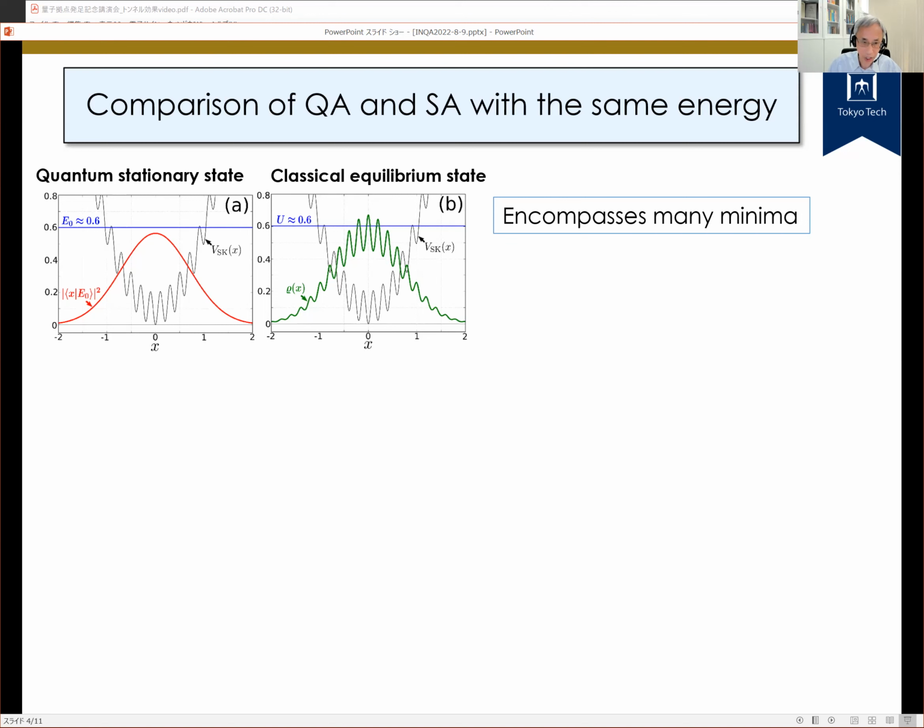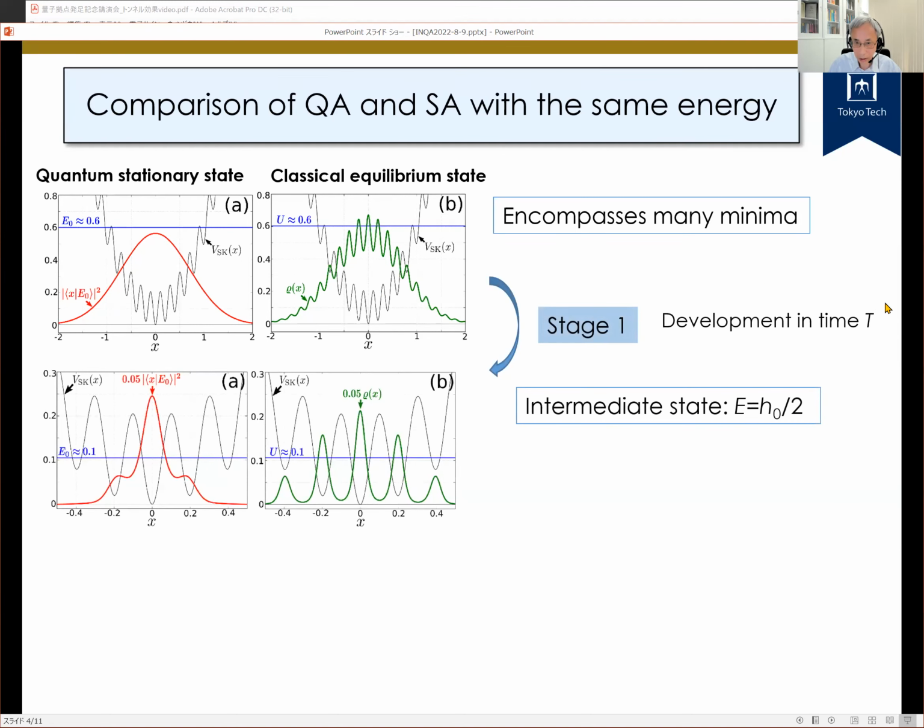And we decrease the energy, or we increase the mass in the quantum case, and we decrease the temperature in the classical case in time t in the first stage of annealing to reach the intermediate state in which the energy, 0.1, is about half of the barrier height. So at this intermediate state, the probability distribution for the quantum case has a very large value at the central valley, but the classical distribution has significant values at other local minima.